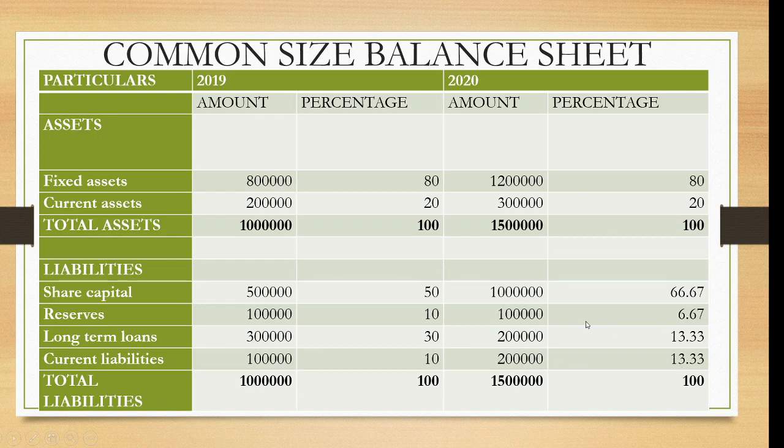And now we can analyze the common size balance sheet. The share capital in the case of 2019 was 50% of the total liabilities, whereas in 2020 the share capital has increased and it is 66.67%. Another notable thing is regarding the long-term loans. Long-term loans were 30% of the total liabilities and now it has reduced to 13.33%. Now it is 2 lakh out of 15 lakh. So it is 13.33%. So we have found out the percentage of all the items in the balance sheet in relation to the total assets or total liabilities.